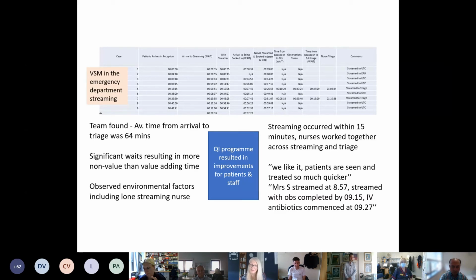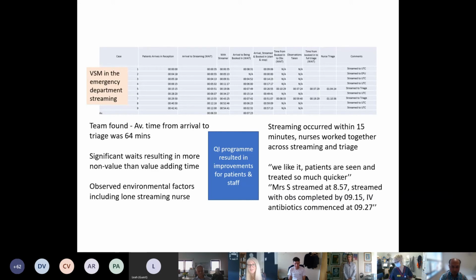When you added up the times of waiting, it was far more than the time that patients were actually in an interaction with anybody. And of course, you can observe the environmental factors. So I could observe the fact that the streaming nurse was on her own, dealing with all of the patients waiting, and that was quite distressing for her. And there were things like no access to water, and it was actually the year before last, and it was as hot as this.